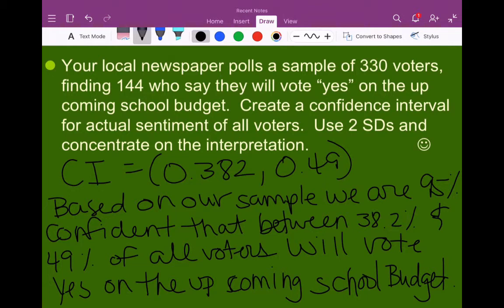Again, it needs 3 things. When you are solving these problems on a quiz or a test, your confidence interval is worth however many points, but the interpretation is worth 3. You need to have your confidence level, what the interval actually is, and then what it means in context. Those 3 things must be provided.